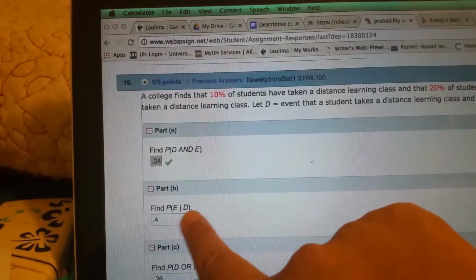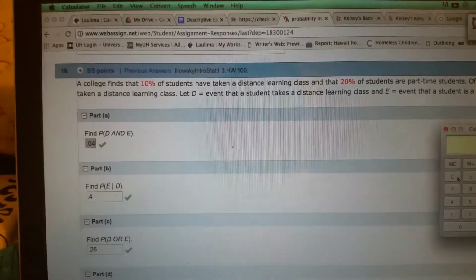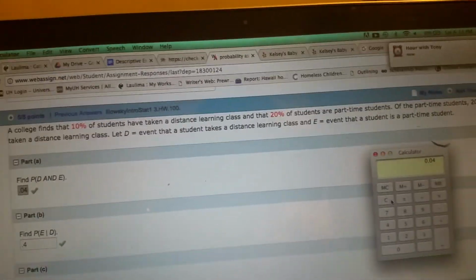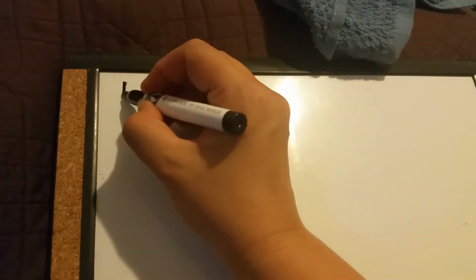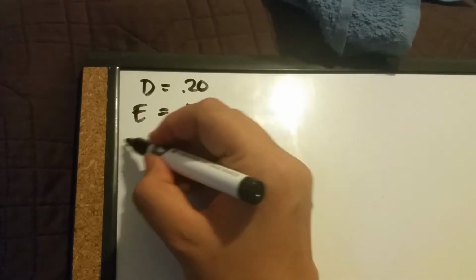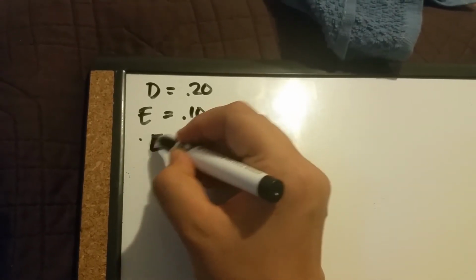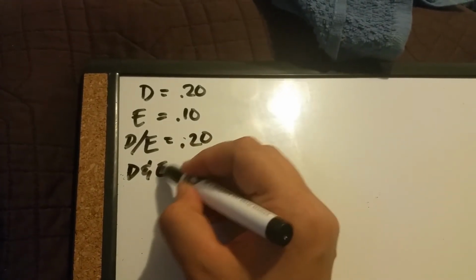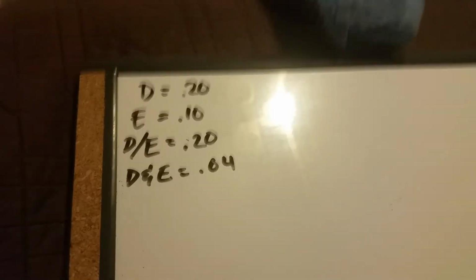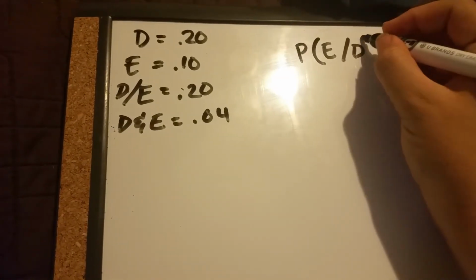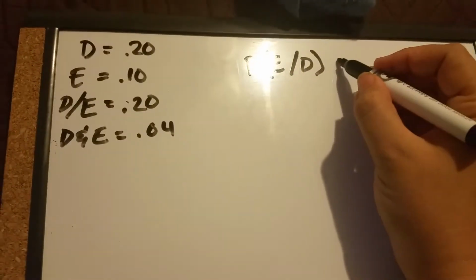Now find E given D. Find how many part-time students given the distance learning class. All right, let me erase my board. Shucks, I should have left everything else. The D equals 0.20, the E equals 0.10, and the E given D equals 0.20, and we know now D and E equals 0.04. Okay, so find the probability of the part-time students, say if they had distance learning class, that they would be part-time students.